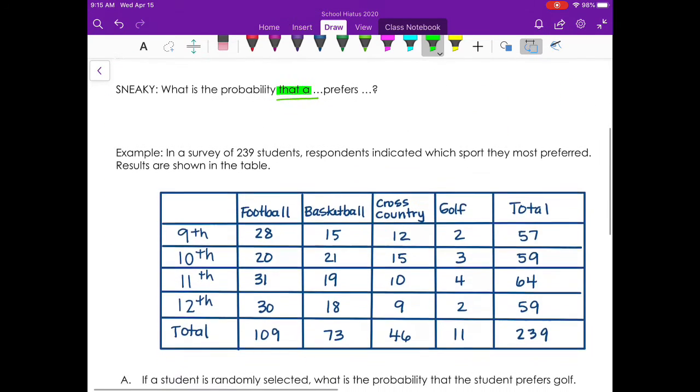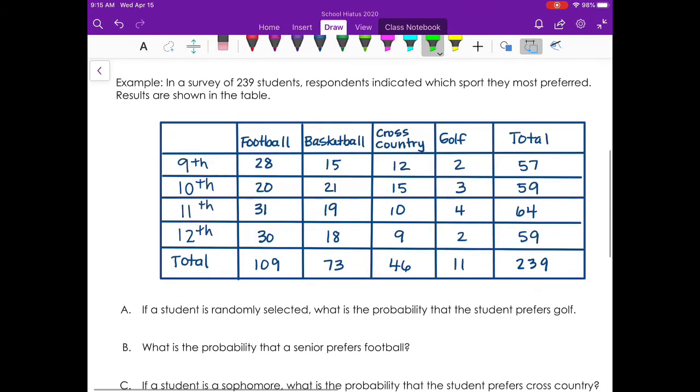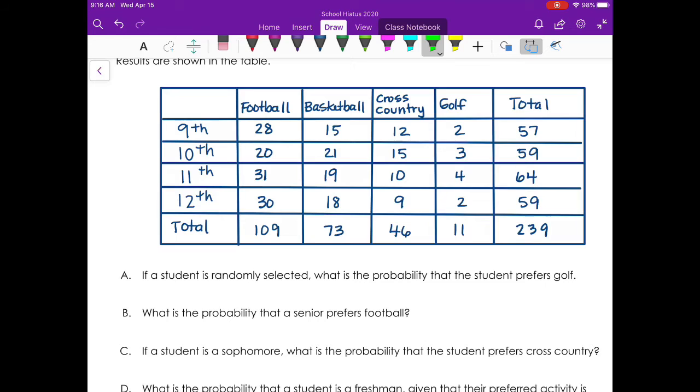So let's look at an example. Here we have a survey of 239 students, and the respondents indicated which sport they most preferred. And we're going to use the data in the table to answer the probability question. The first one says, if a student is randomly selected, what is the probability that the student prefers golf?